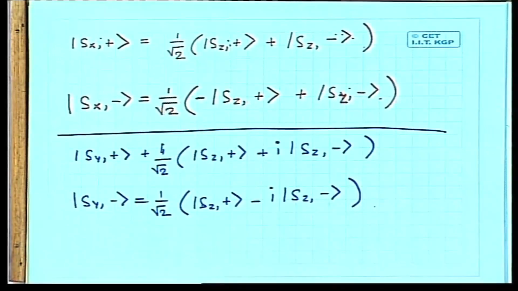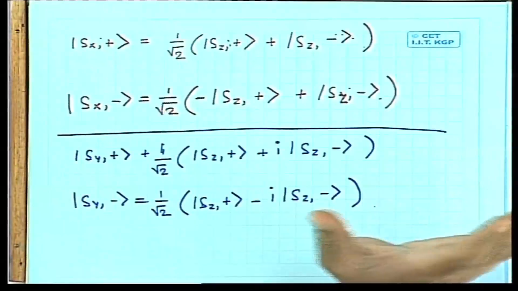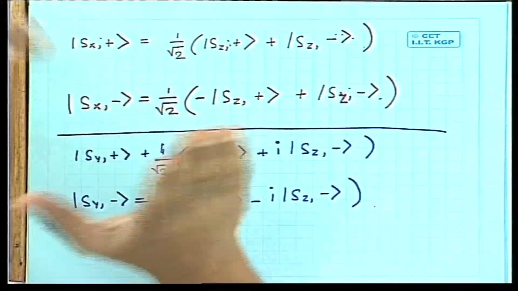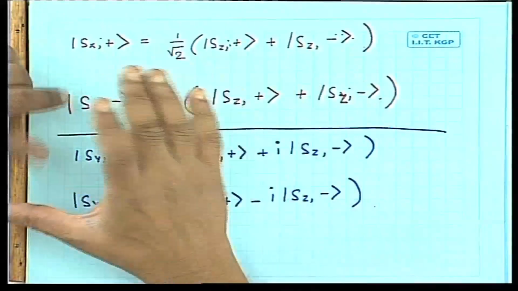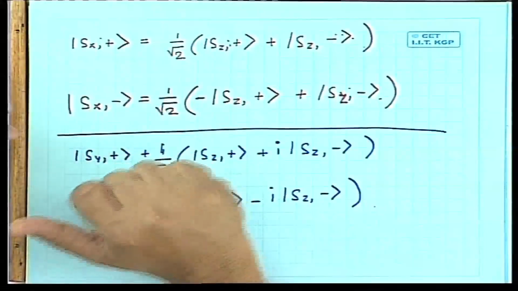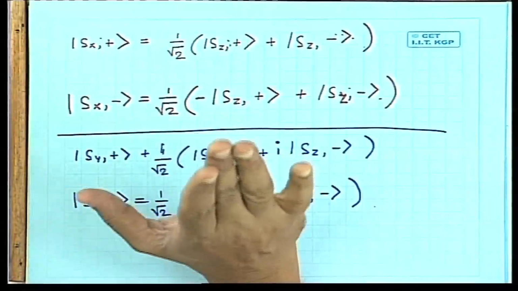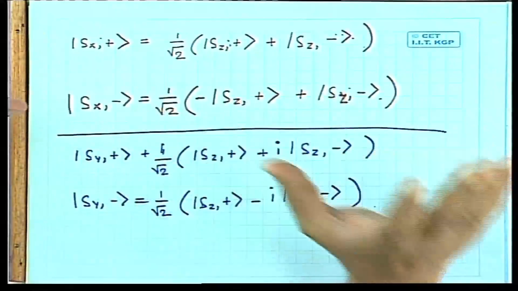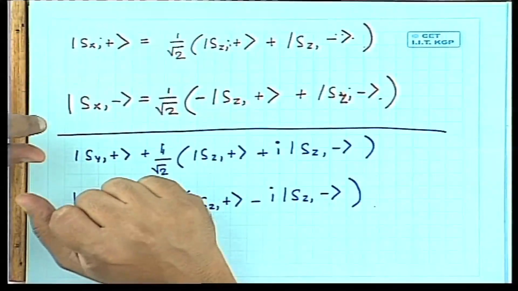So what have we achieved? We see that the behavior of the spins in these successive Stern-Gerlach experiments is exactly the same as the behavior of the polarization of light if you send it through successive polarizers in different directions.